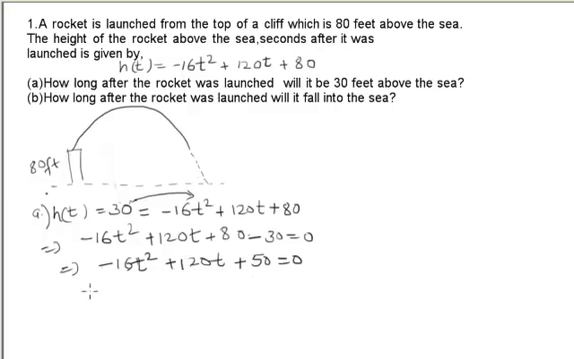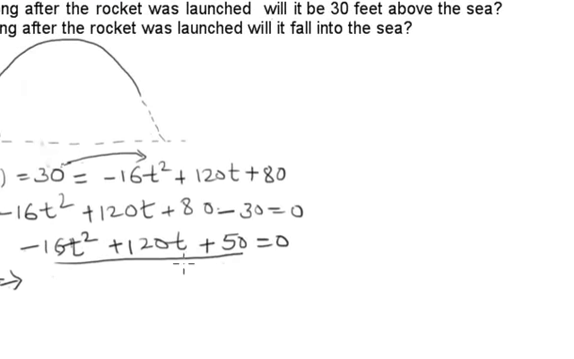16, 120, 50. So I can divide the whole equation by 2, dividing throughout by 2. It gives you 16 over 2 is minus 8t square, 120 over 2 gives you 60t, 50 over 2 gives you 25, equals 0. Now this is the new equation for you.